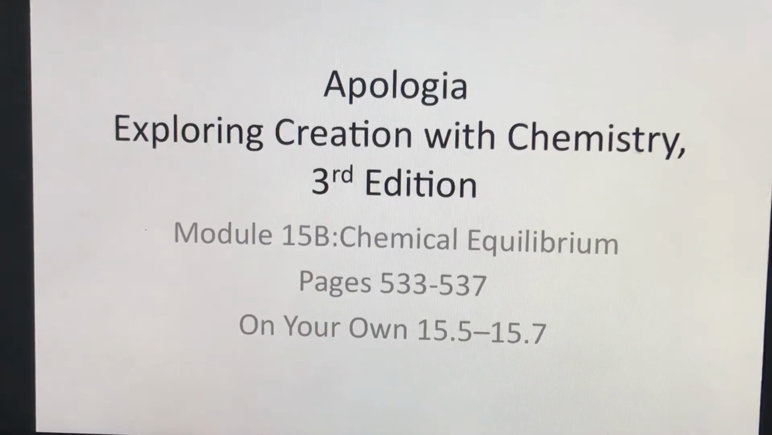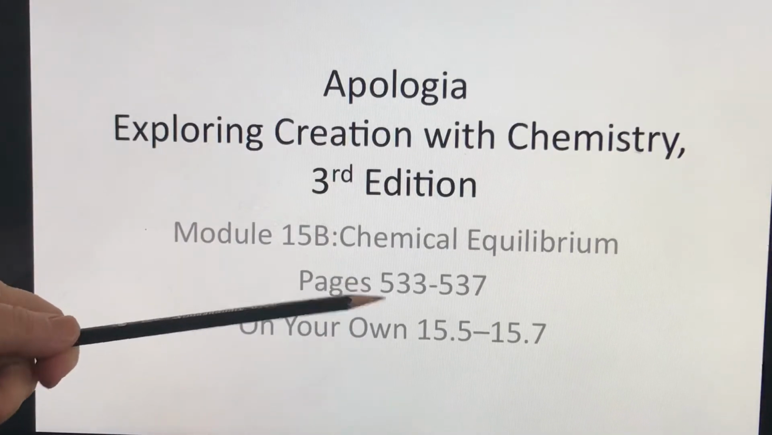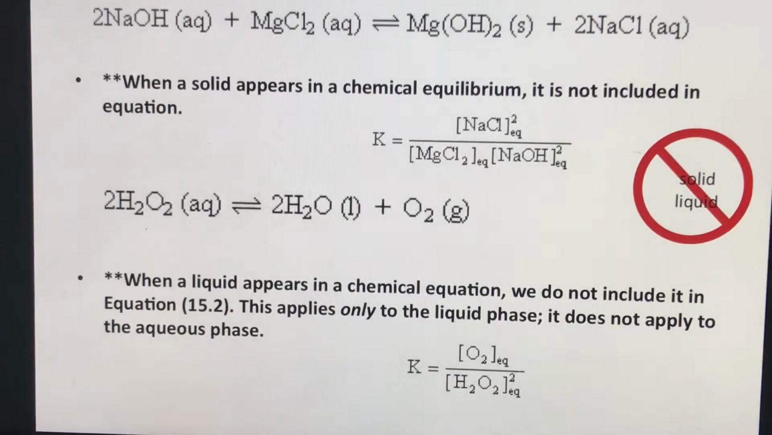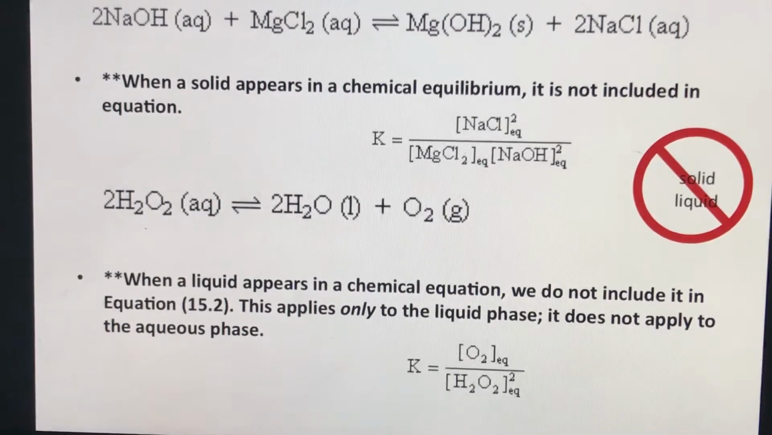Hello friends, in this video we are proceeding into the second section of Module 15 covering pages 533 to 537. So what we're going to proceed doing here is looking at more details on K, talking about chemical equilibrium, and we're going to look at the phases of matter of our reactants and our products, because there are some rules which actually simplify things quite a bit.